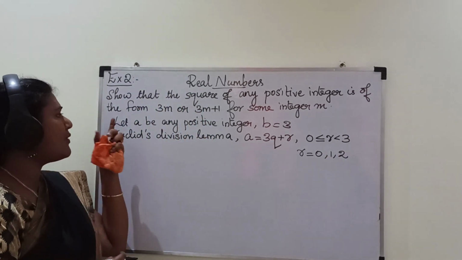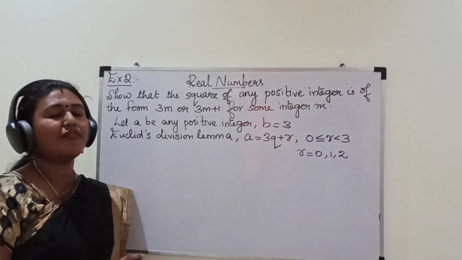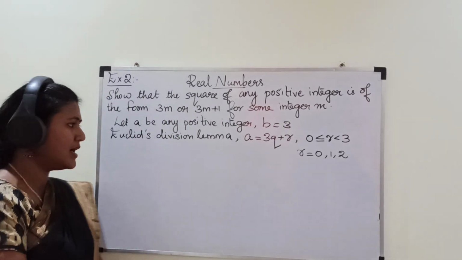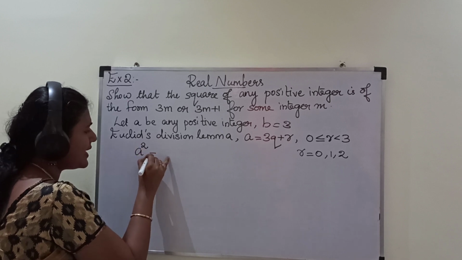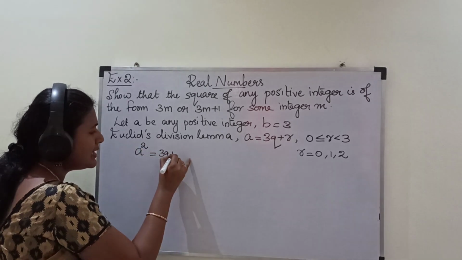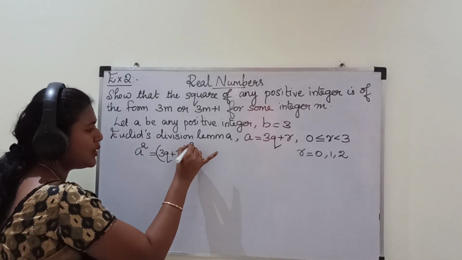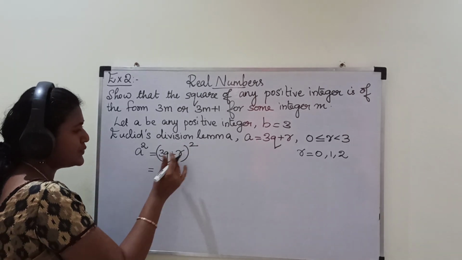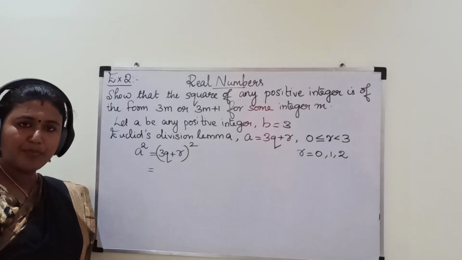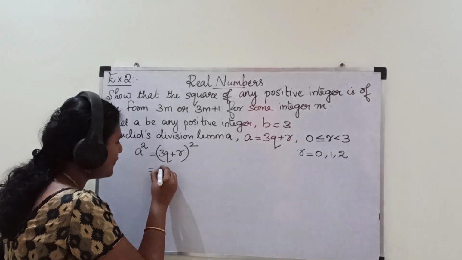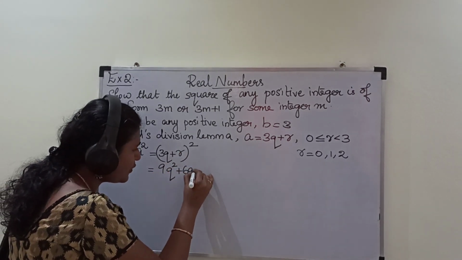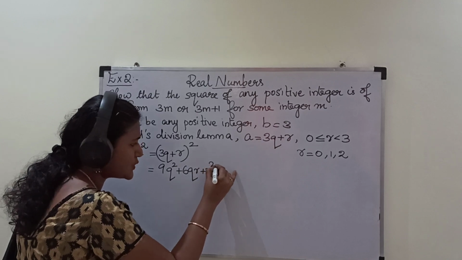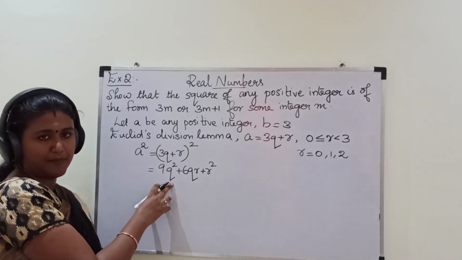Now in the question what we have to prove is the square of any positive integer. So we will take the square of the number a. So a square is equal to 3q plus r the whole square. We will expand using the identity a plus b the whole square. So you will get 9q square plus 6qr plus r square. So this is the square of the number.